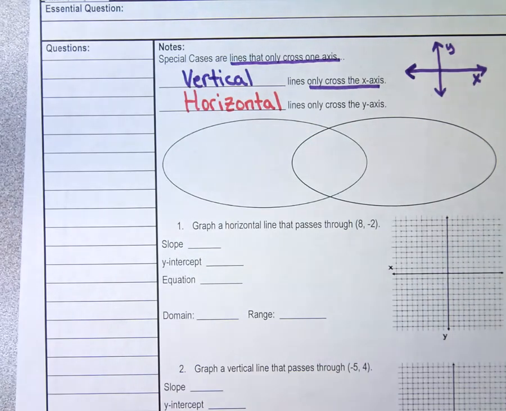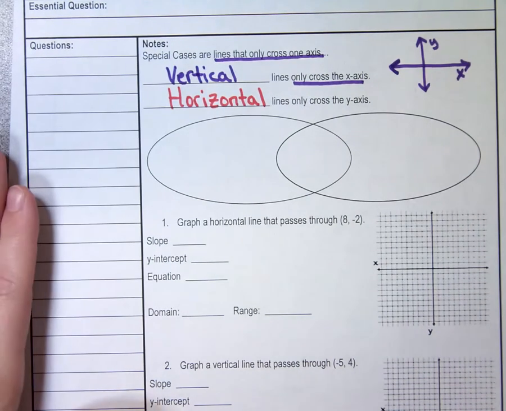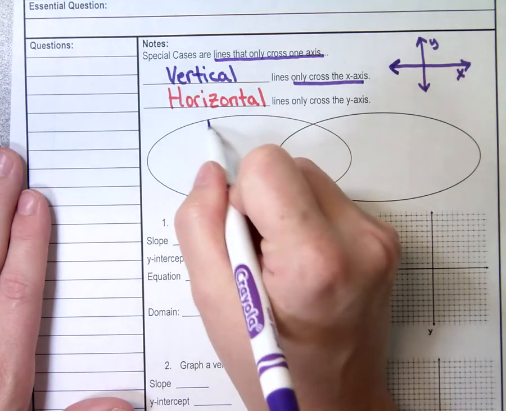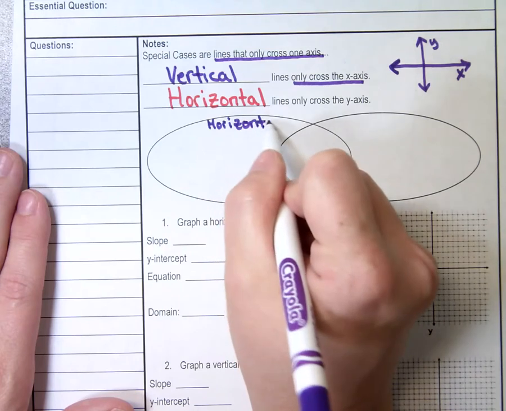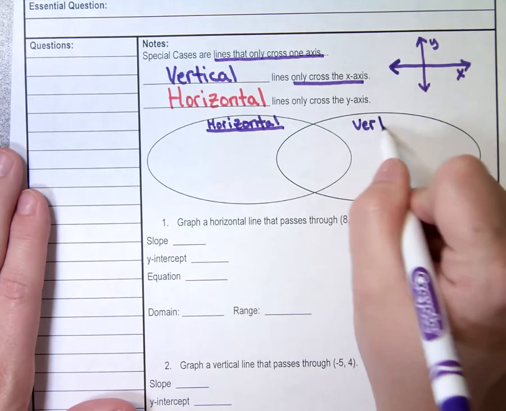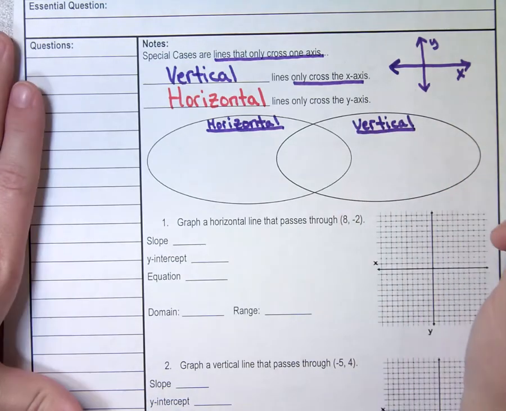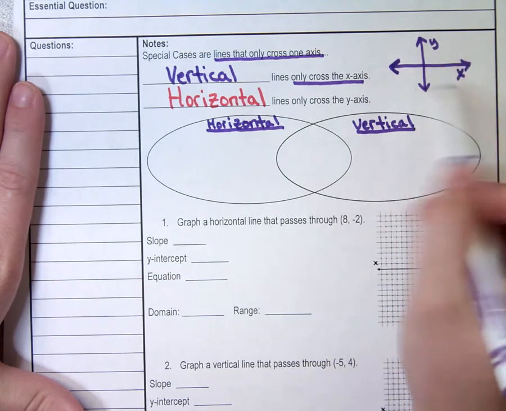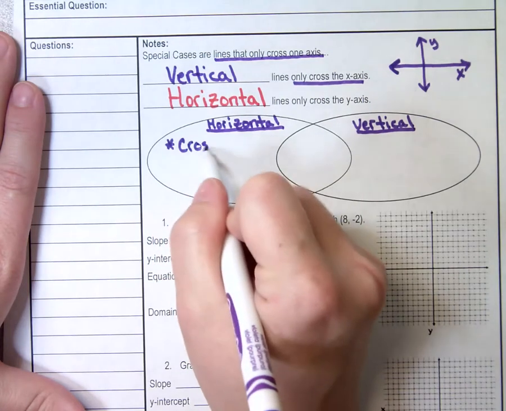Okay, now we're going to make just a little Venn diagram to talk about our special cases, our vertical lines and our horizontal lines. So let's go ahead and do the horizontal over here. And we can do the vertical over here. Okay, so we just saw the horizontal lines, those only cross the y-axis. So let's put crosses y-axis.